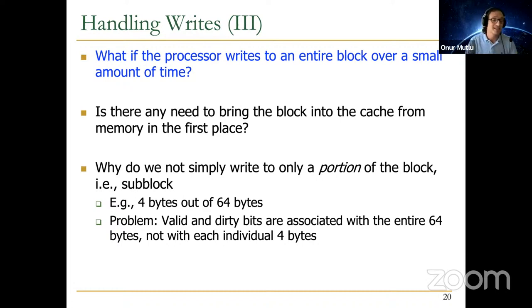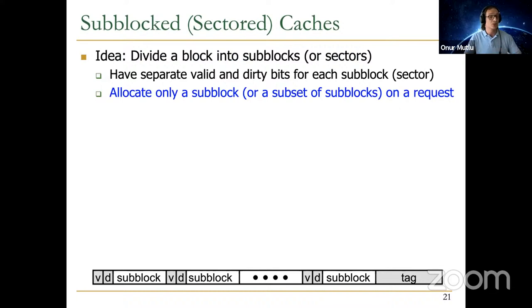But the problem is, in the cache design that we proposed earlier, valid and dirty bits are associated with the entire 64 bytes, not with each individual 4 bytes. Now we need to change the design of the cache. And that's the idea of the sub-blocked and sector caches, which is used in industry actually heavily for the reasons that we have discussed and we're going to reinforce again.